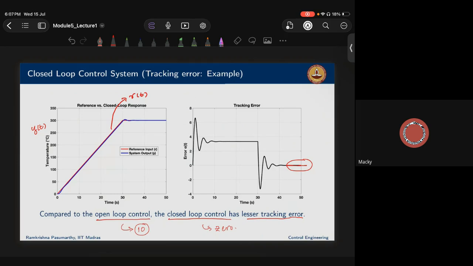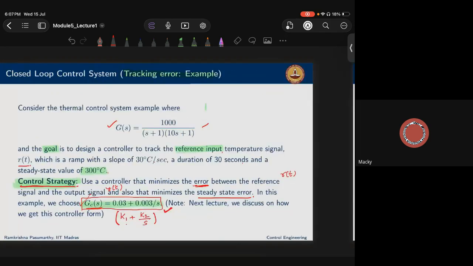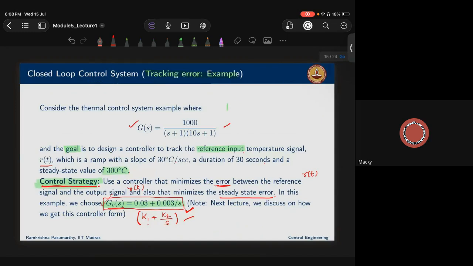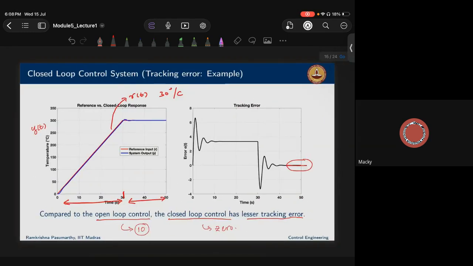So it is varying with 30 degrees Celsius. Till 30 seconds, after that it is 300. R of T is the same, we are not changing it. So when we use GC of T as this expression, and if we find the final output, you can see that blue curve. That is exactly following the reference input.